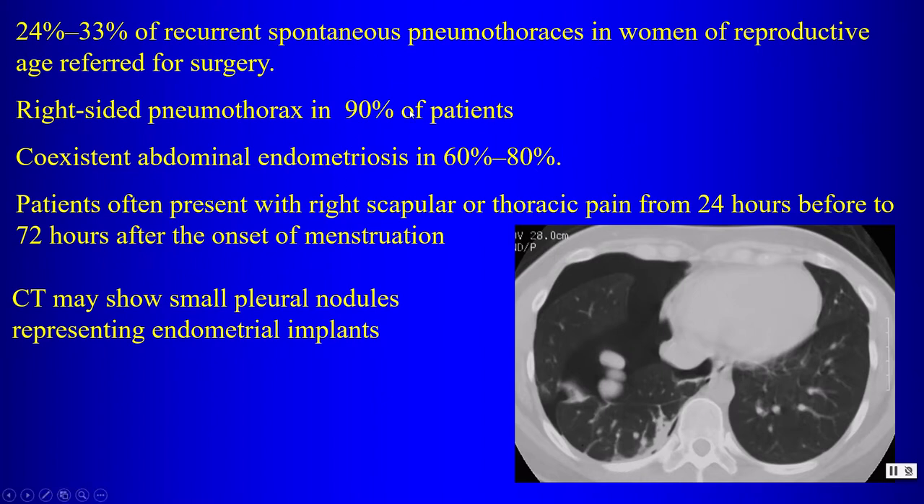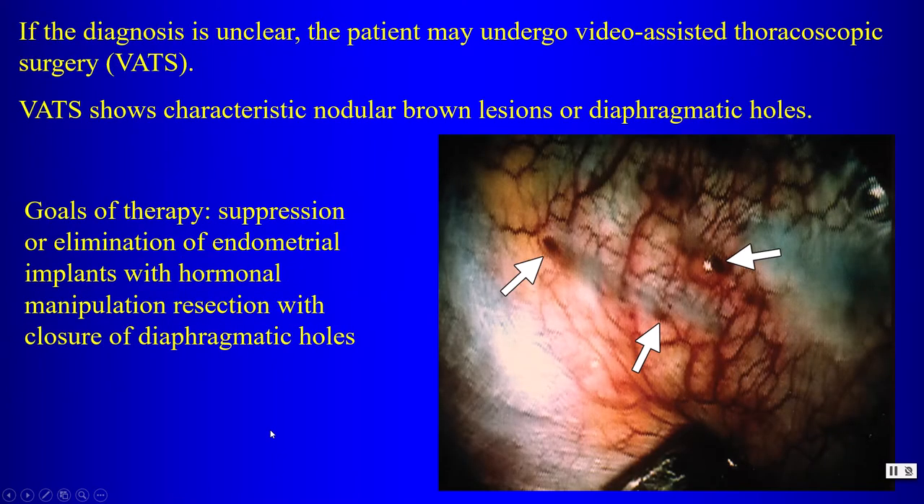Right-sided in 90% of cases, coexistent abdominal endometriosis in 60 to 80% of cases, and these patients can present with right-sided scapular or thoracic pain from 24 hours before to 72 hours after the onset of menses. CT may show these pleural nodules representing these endometrial implants there along the pleural surfaces.